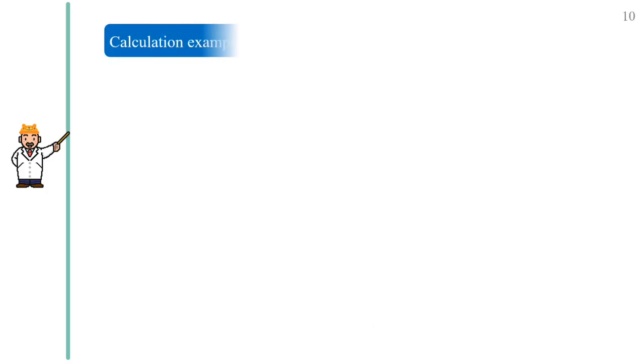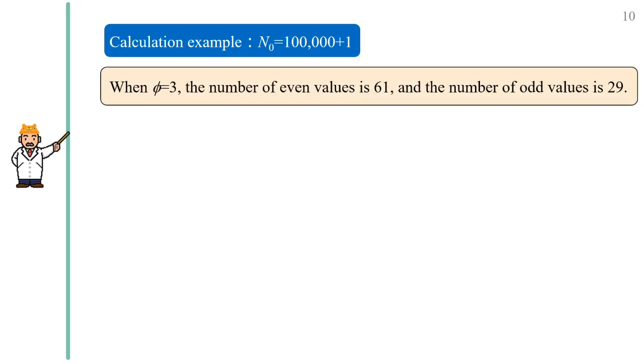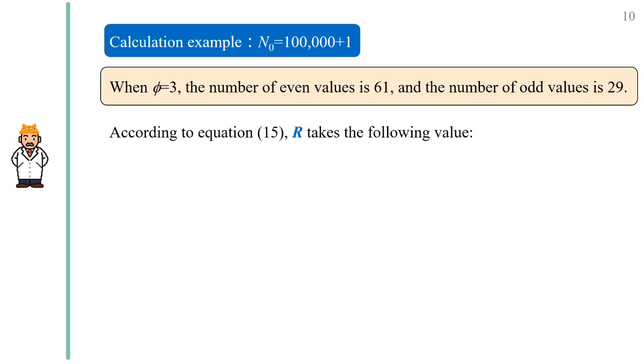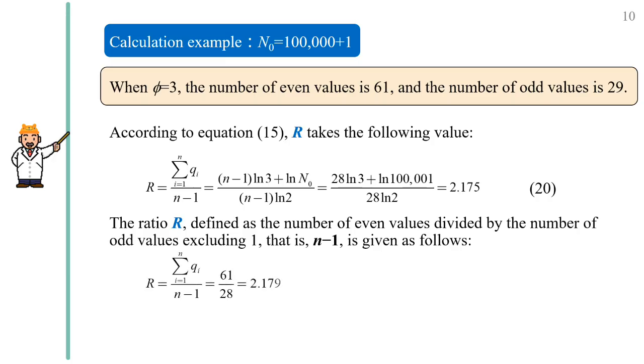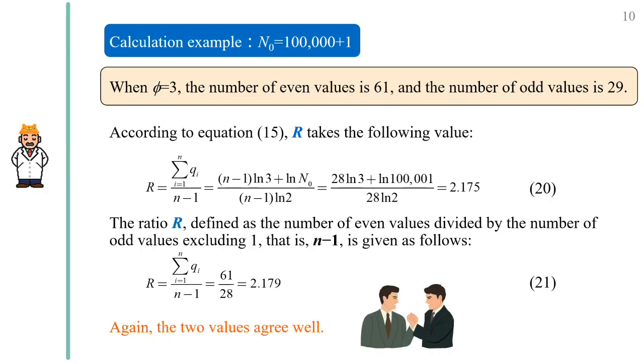The next example is n sub 0 equals 100,000 plus 1. When phi equals 3, the number of even values is 61, and the number of odd values is 29. According to equation 15, R takes the following value. The ratio R, defined as the number of even values divided by the number of odd values excluding 1, that is n minus 1, is given as follows. Again, the two values agree well.